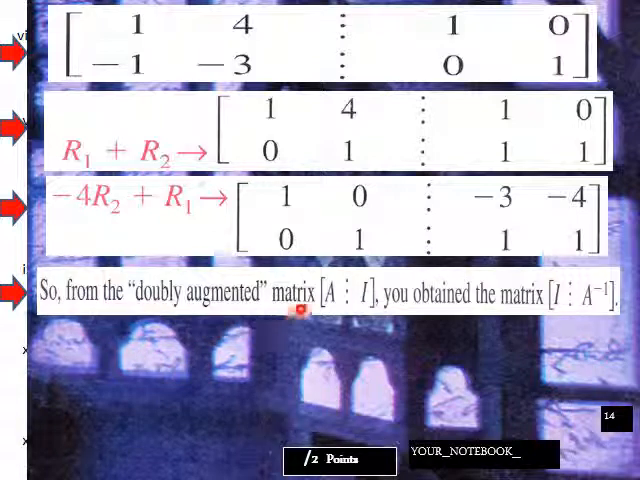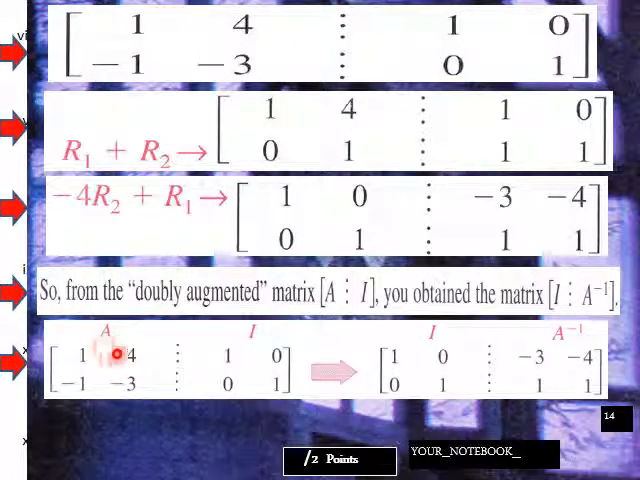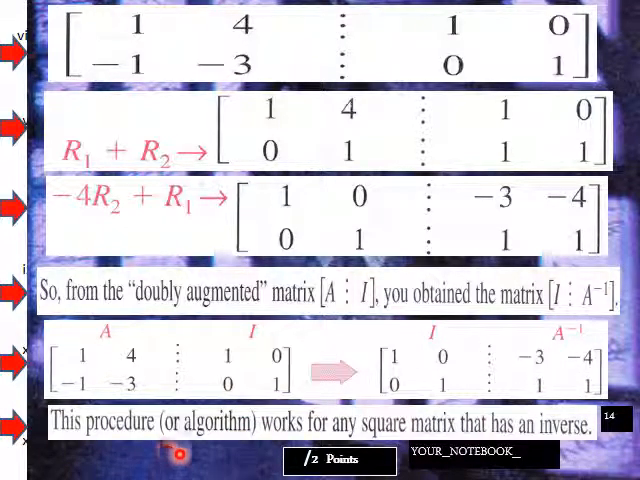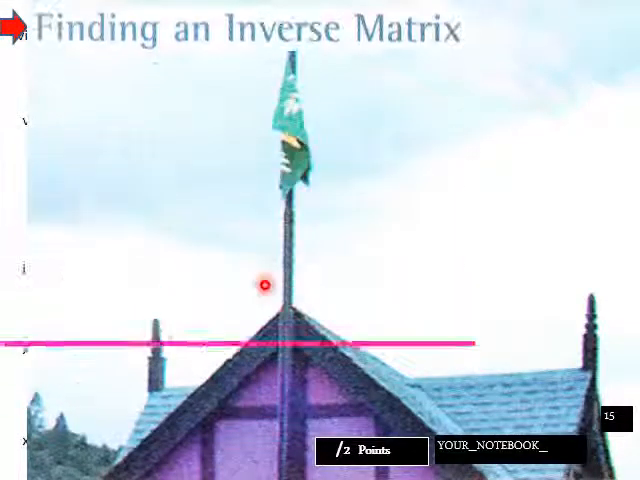So from the doubly augmented matrix A, therefore I, you obtain the matrix I, therefore inverse of A. And so A, therefore I, will go to our I here, our identity matrix, therefore our inverse that we're after here. By going through this process, we will find our inverse. This procedural algorithm works for any square matrix that has an inverse. So that will work for anything that has an inverse.